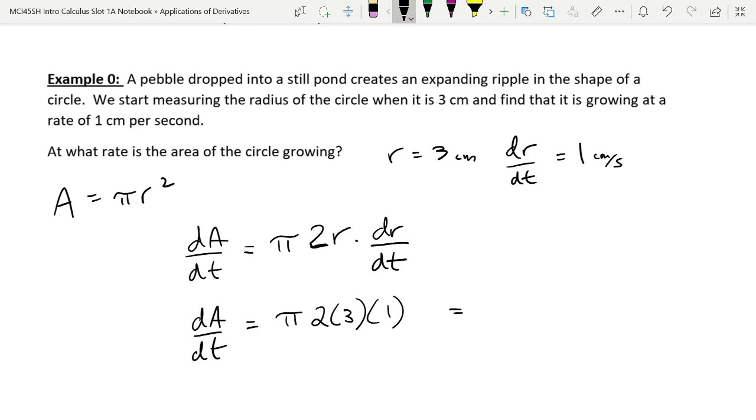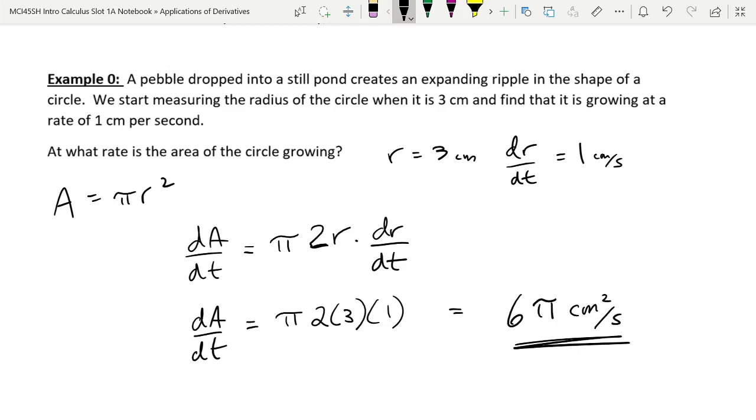And since this was centimeters and this was centimeters per second, I'm getting an answer in centimeters squared per second. And I'll just leave it in terms of pi. It's 1 times 3 times 2 times pi, so it's 6 pi centimeters squared per second. And there we go. There's our first related rate problem.